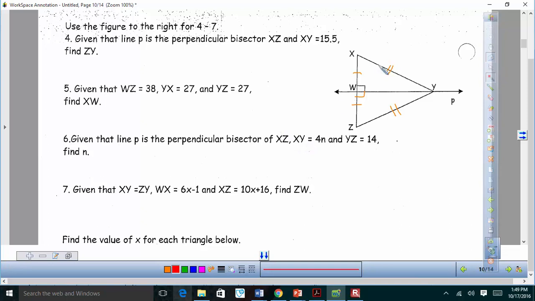So it tells me X to Y is 4n, and it tells me Y to Z is 14, and it wants me to solve for n. So what do I know about those two lengths? They're equal. So we would do 4n equals 14. We divide both sides by 4. And n equals 3.5.